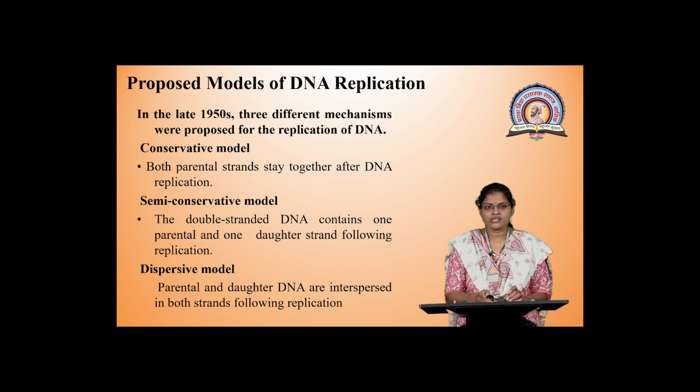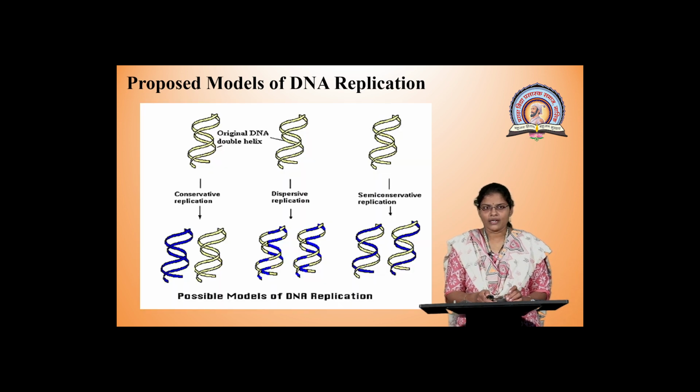In the second, the semi-conservative mode of replication, the double-stranded DNA contains one parental and one daughter strand following the replication. And in the third, the dispersive mode of replication, parental and daughter DNA are interspersed in both strands following the replication. So these are the diagrams of the models of DNA replication.